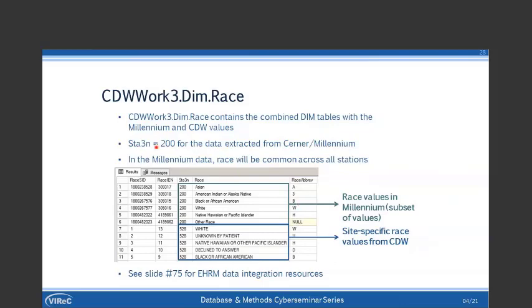We can identify the Cerner data because we see STA3N equals 200, and all of these race codes would then be consistent across all of VA once everybody transitions to the Millennium data. And this DIM table contains both this Millennium data, but it also contains the site-specific values that we're used to seeing in the CDW. And I would like to refer you to site number 75 for more resources on the data integration with the Cerner data.